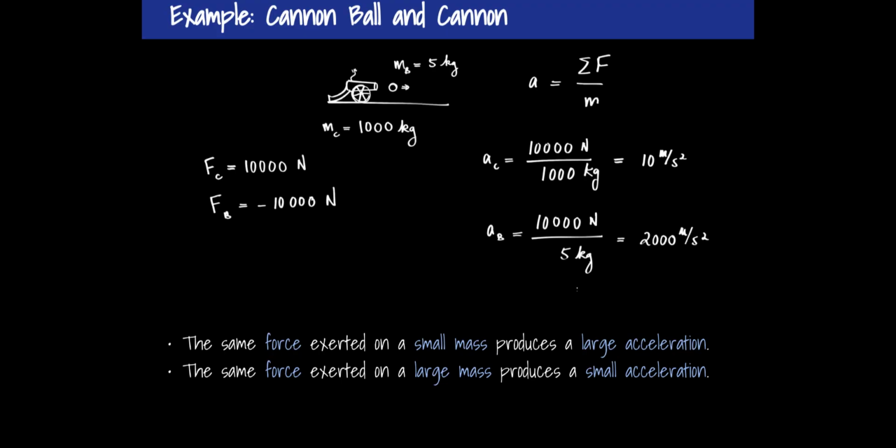Newton's third law describes these forces as action-reaction. When the cannon acts on the cannonball and the cannonball acts on the cannon, those forces are equal and opposite. But the changes in motion that I get are in proportion to the mass, which is why, under the action of the same force, the cannonball has a large acceleration and the cannon has a relatively smaller acceleration.